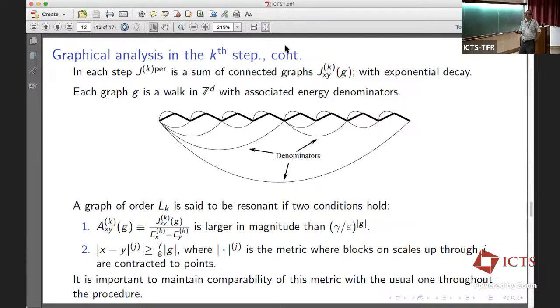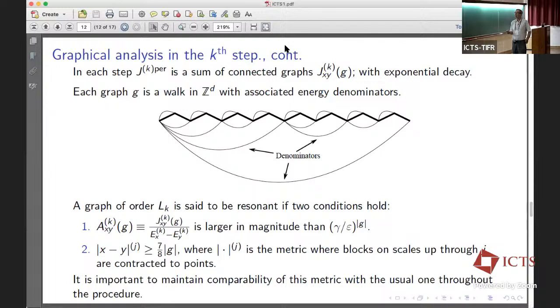So what this means then is if it's larger in magnitude, then it has to be considered a resonant graph. We can't perturb with things that are not small enough to perturb with respect to. You don't ask a question of a witness unless you know what he's going to respond. But then there's a second condition, which is a little bit more technical, but it's a key aspect of the proof.